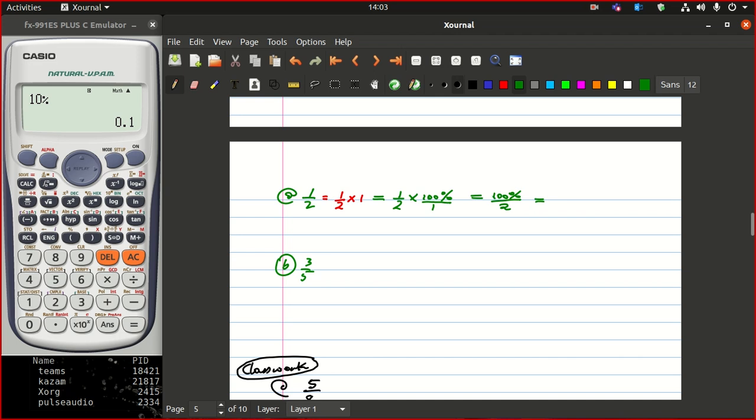And if you look carefully into this, you can ask yourself how many 2's are contained in 1? Nothing. But if you're asking yourself how many 2's are contained in 10, you will find 5, and there is no remainder. And how many 2's are contained in 0? We are having a 0, and there is no remainder. Hence, half is the same as 50%.